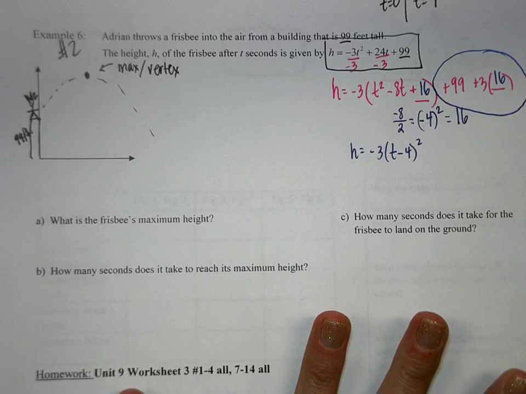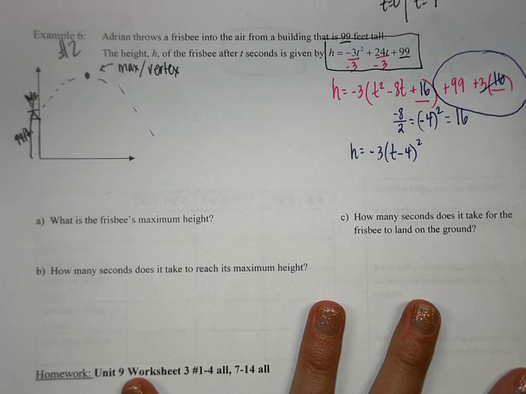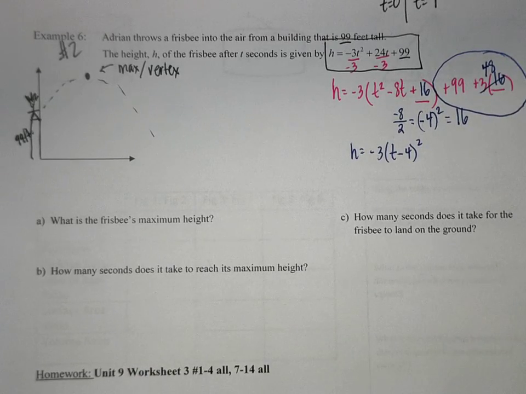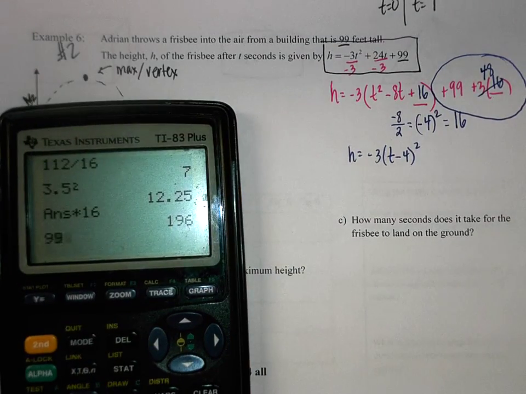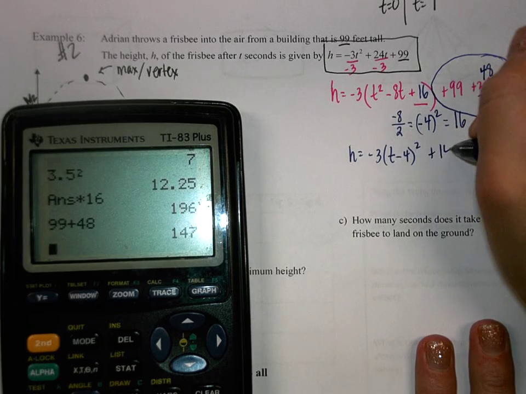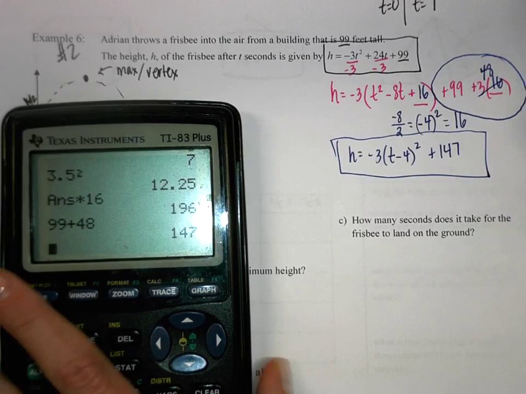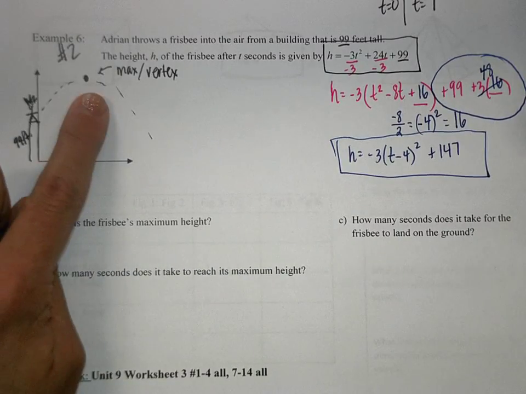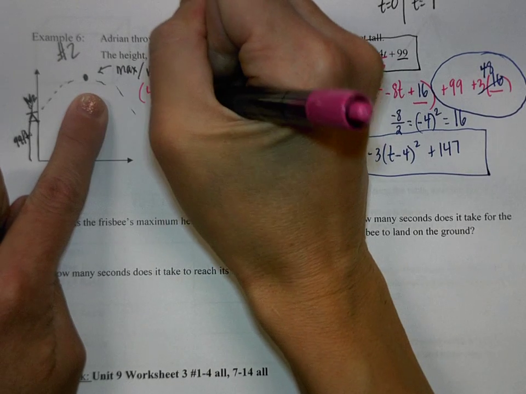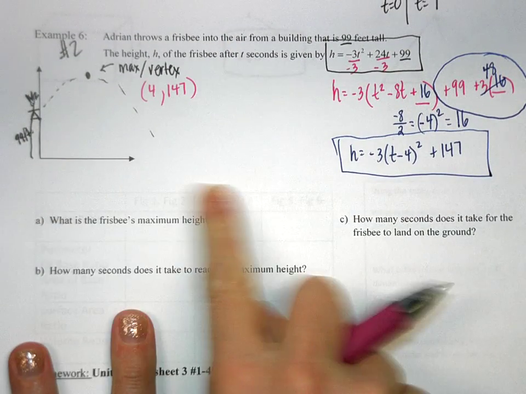Very good. So 3 times 16 is what? 19. What's 3 times 16? Oh, 9. Yeah, you're multiplying them. 48, good. And then we have 99 plus 48, which is 147. So I have plus 147. So here is my equation once I've completed the square, which tells me over here what is my vertex. Good. 4, 147. And again, you guys might want to put here, this is in terms of what?